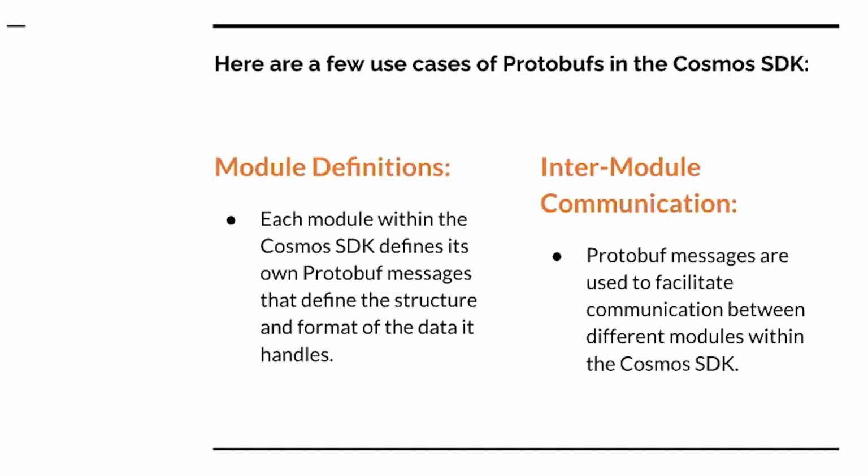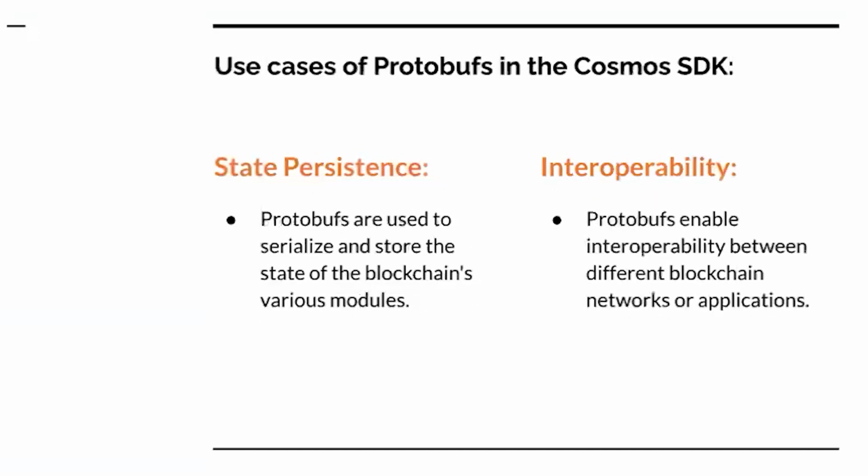Second is inter-module communication. Protobuf messages are used to facilitate communication between different modules within the Cosmos SDK. Modules can send and receive messages defined by other modules to interact and exchange data with each other. Next is state persistence. Protobufs are used to serialize and store the state of the blockchain's various modules. By defining protobuf messages for storing state data, the Cosmos SDK can efficiently serialize and deserialize the state, allowing for efficient data retrieval and manipulation.